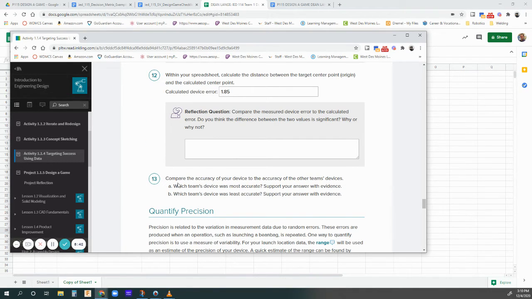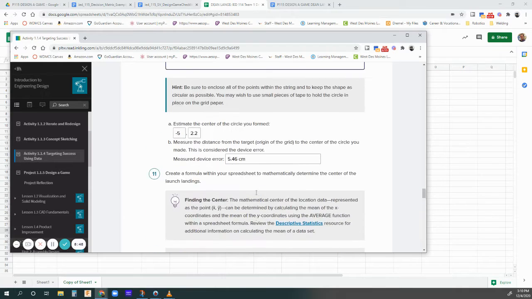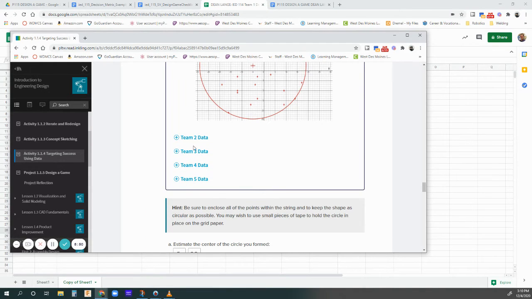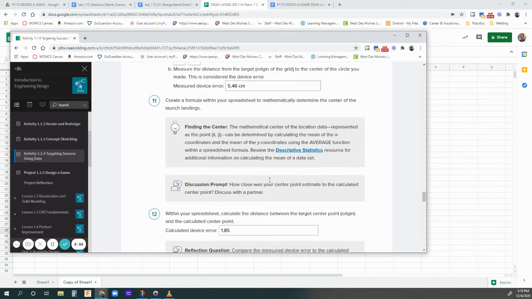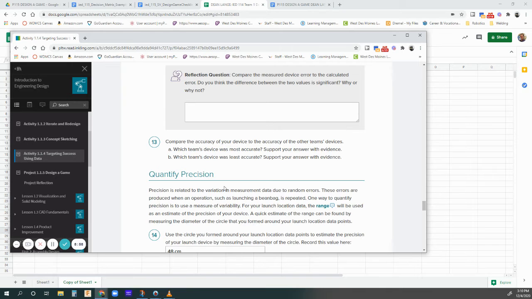Now in step 13 here, it says compare the accuracy of your device to the accuracy of other teams. We're not going to be concerned about that at this point, but what we would have done is we would have had the other groups do data 2, 3, 4, and 5, and then we would compare them. We're not going to worry about that at this point. If you get those top ones done, you're going to be in good shape.